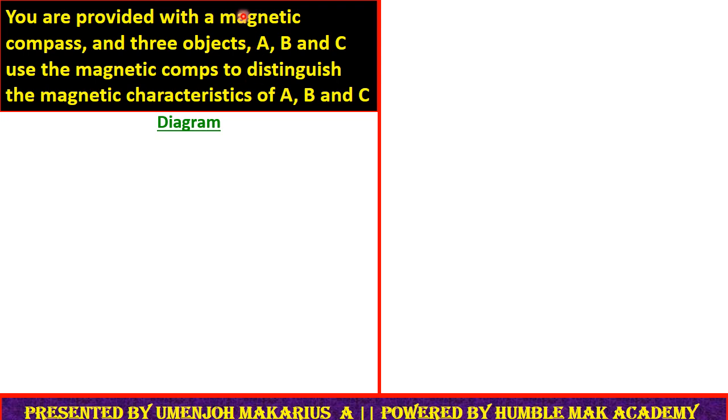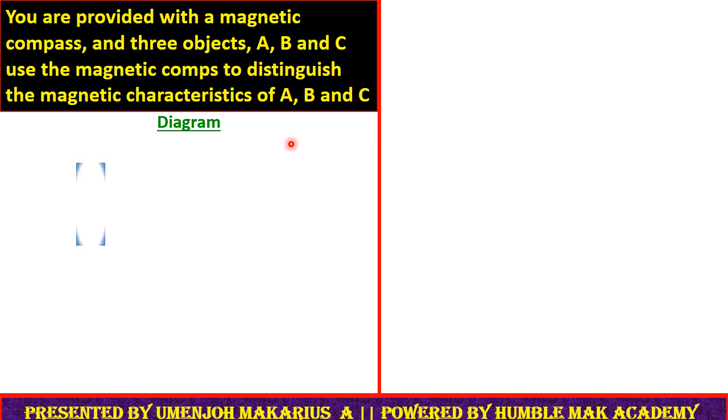Since we are to distinguish the magnetic characteristics of A, B, and C, it simply means that we need to identify which of A, B, or C is a magnet, which one is a magnetic material or a ferromagnetic material, and which one is not a magnet.